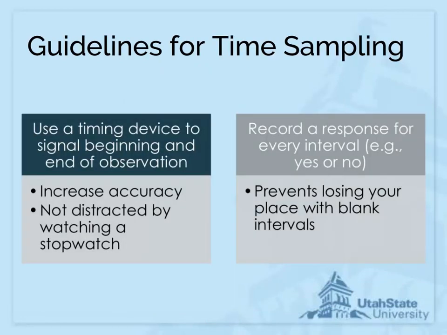When using time sampling procedures, remember to use a timing device to signal the end of each observation interval. Also, remember to mark both the occurrence and non-occurrence of behavior. You can use either yeses and nos, or zeros and ones to do this, and that will help you remain on track while you're using this recording method.